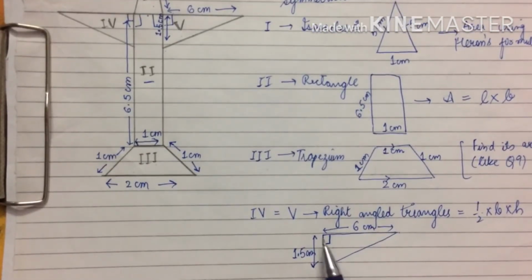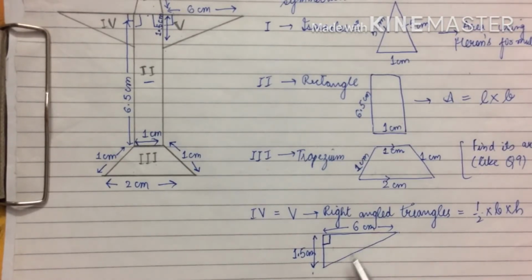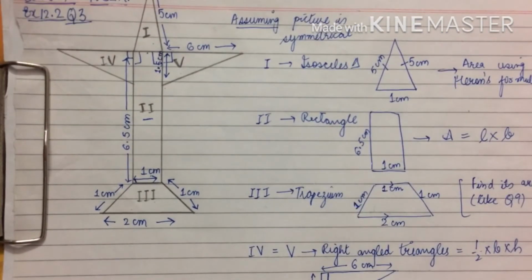So this is the base and this is the height, or you could take this as the base, this as the height. Two sides which contain the right angle are taken as base and height for the right angle triangle. So the area of one triangle can be calculated, and that will be the area of the second right angled triangle. Let's quickly find out the areas and see what our answer is.